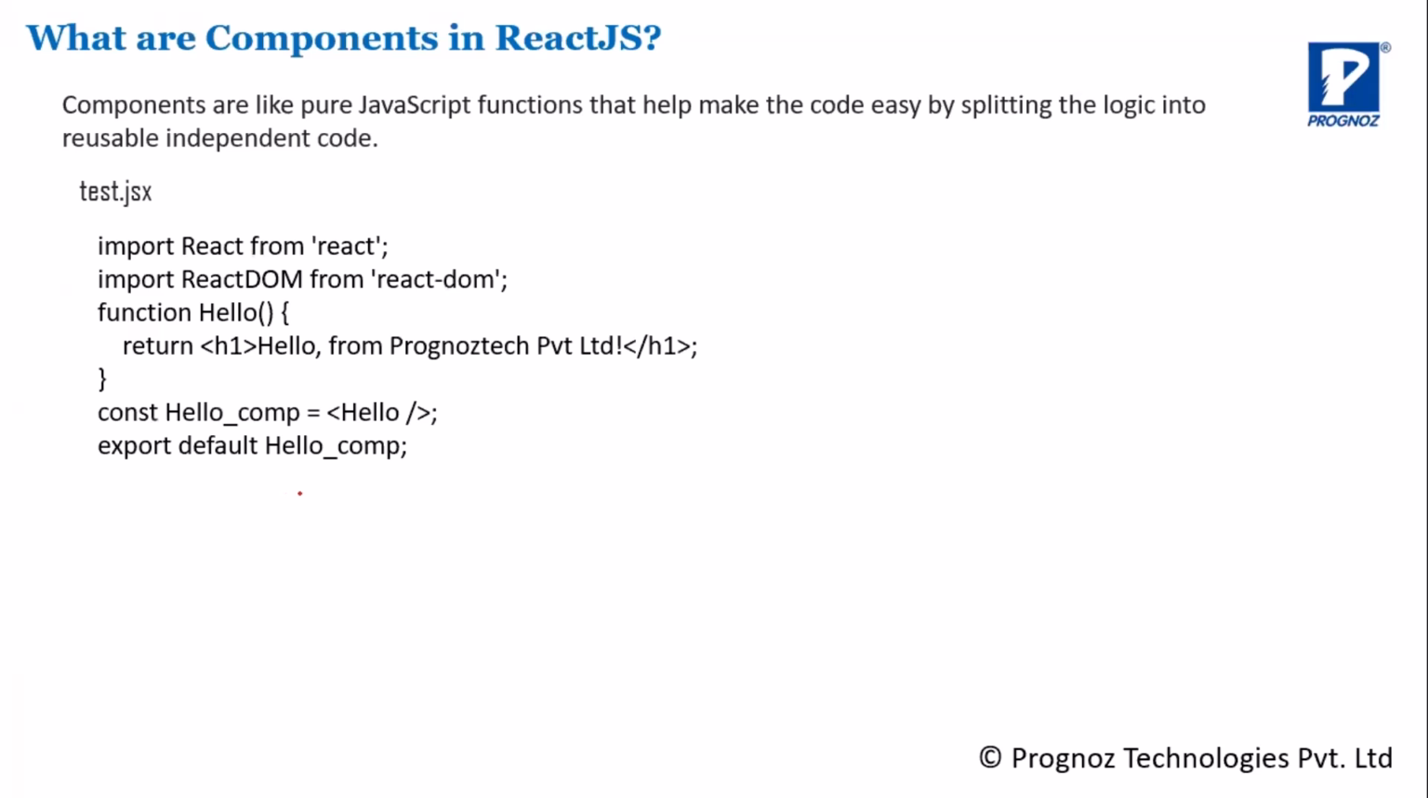So now we can go to the component in React.js. Components are nothing but pure JavaScript functions, which help us write code and split the logic into reusable, independent code. Separate functions we are creating means separate components we are creating. Our logic is going to be split. The complex code of the program we are dividing into small parts. So that's why we are creating components.